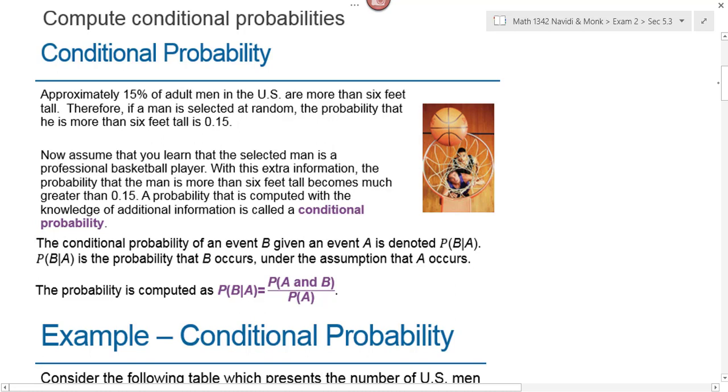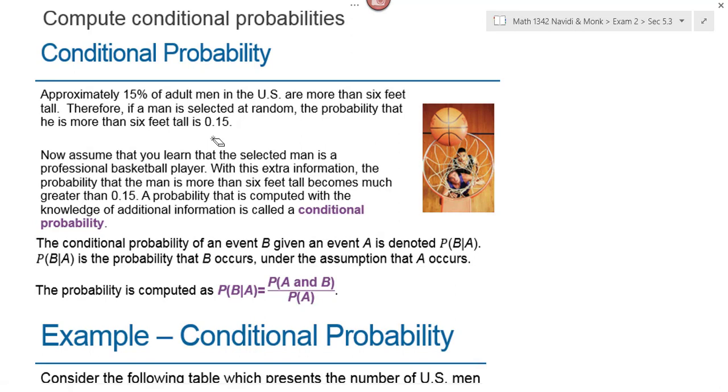discussing what that is. If we're told that approximately 15% of adult men in the U.S. are more than 6 feet tall, then the probability of randomly selecting an adult male that's over 6 feet tall in the U.S. would be 0.15, because 15% of adult men are over 6 feet tall in the U.S.